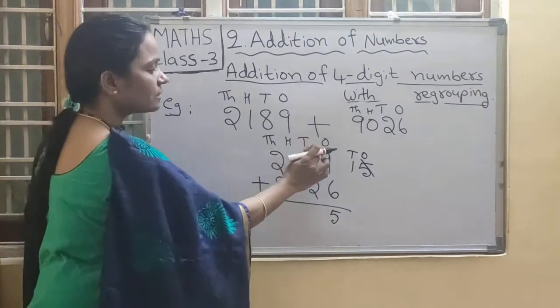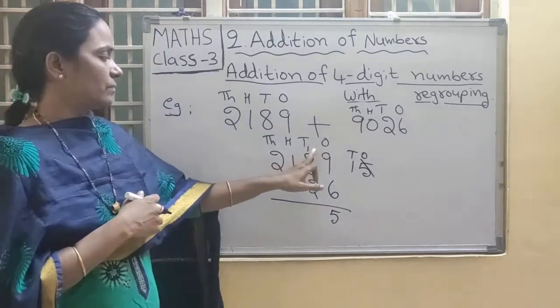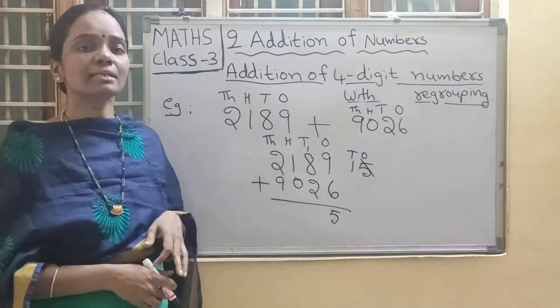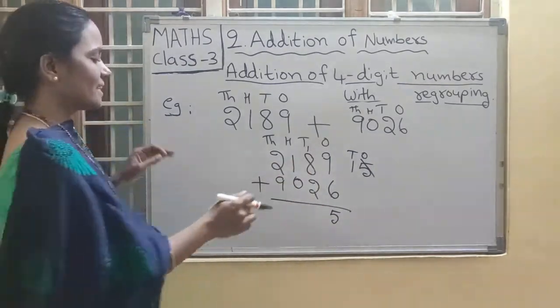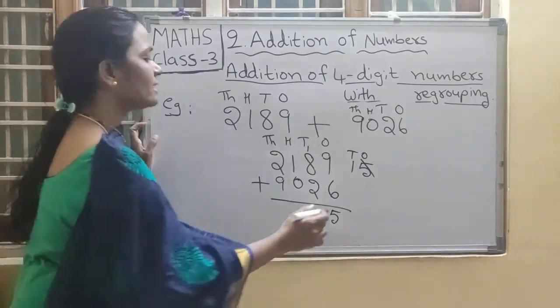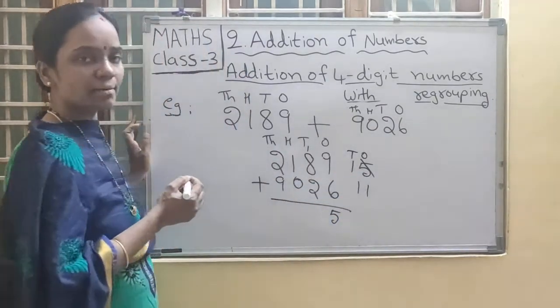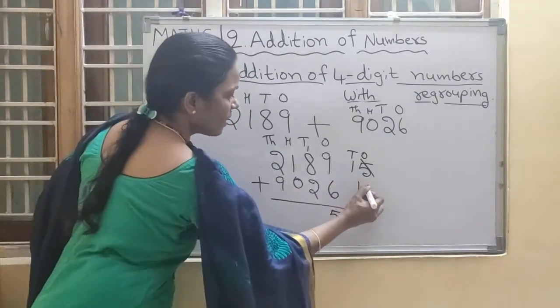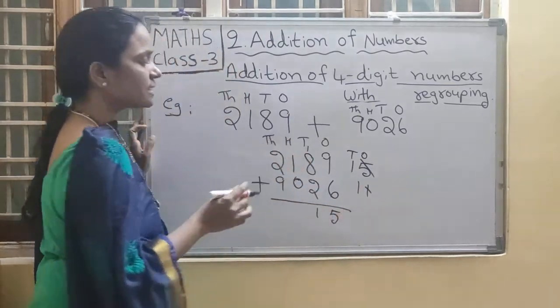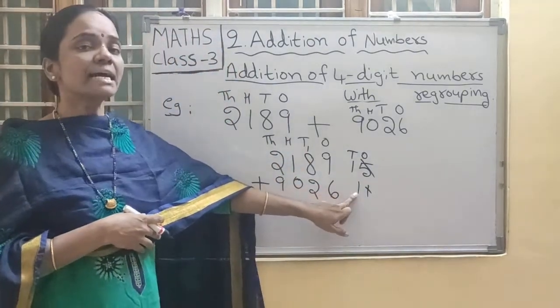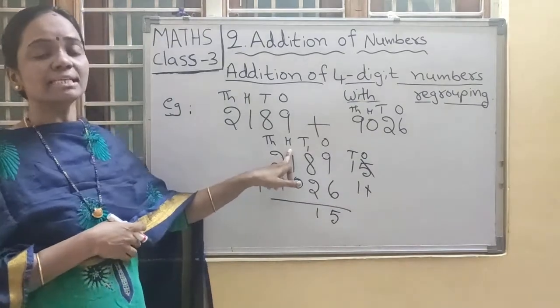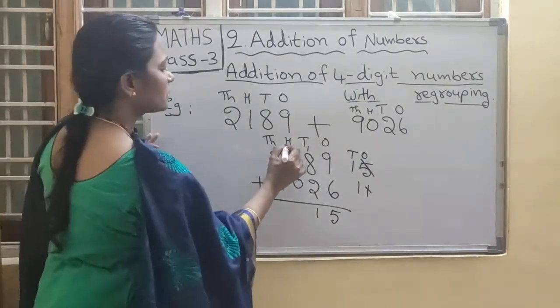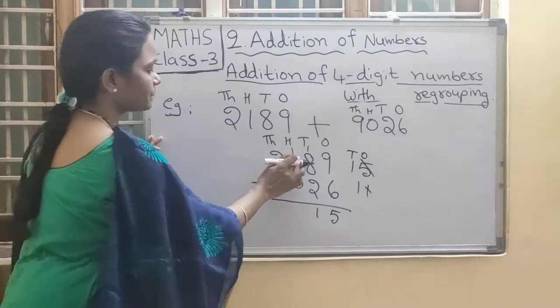Now add these 3 digits. 1 plus 8, how much, children? Very good, 9. 9 plus 2 is 11 again. 2-digit number we got. So 1, this one right at the tens place, and this is the carry over forwarded to the next place, that is to the hundreds place. So write 1 at hundreds place.